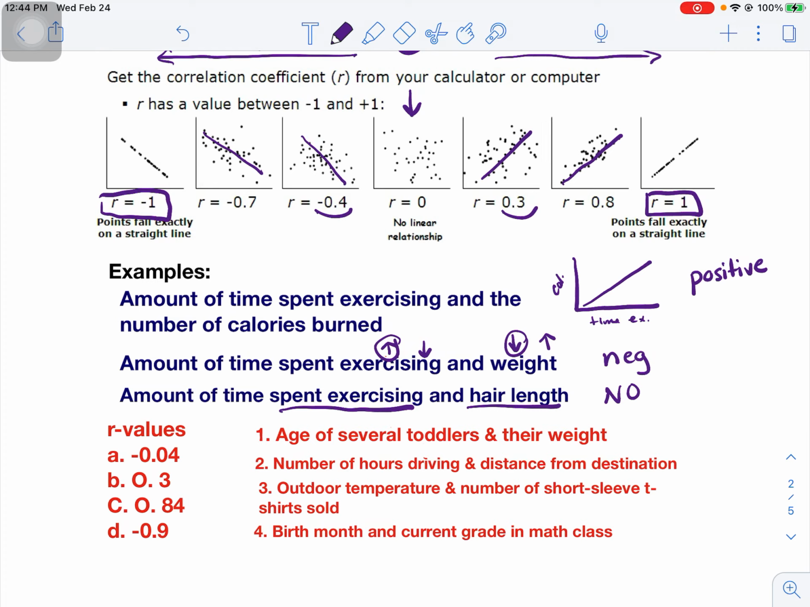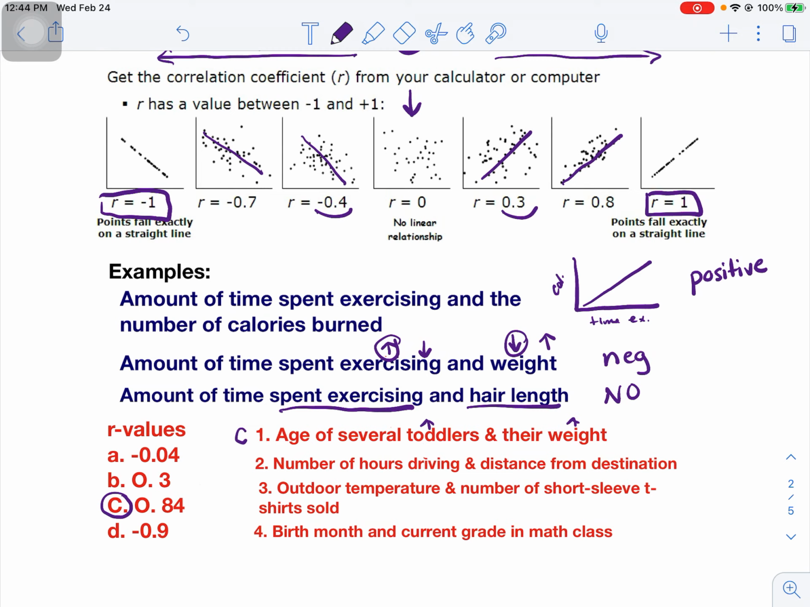We can see that as several toddlers get older, their weight is going to go up some. So we've got two things rising, going in the same direction. X is increasing as Y is increasing. It's not perfect, because we know there are some outliers and it's not going to be perfectly linear. We know it's not going to be a negative correlation because they're both going up, so it's going to be positive. We're thinking a pretty strong one here. So number 1 would match with C.